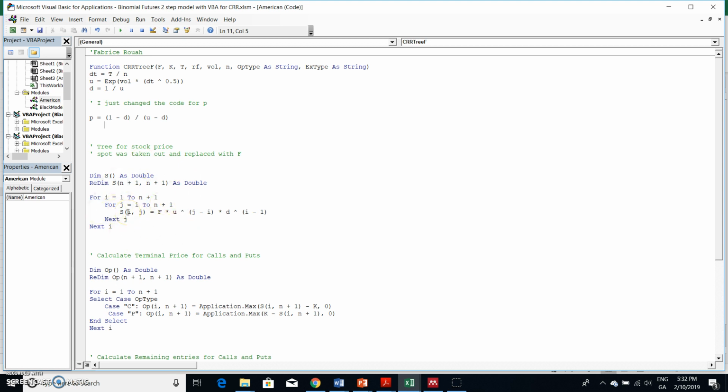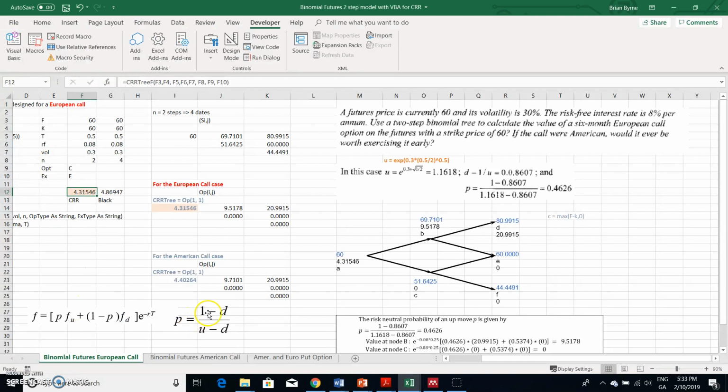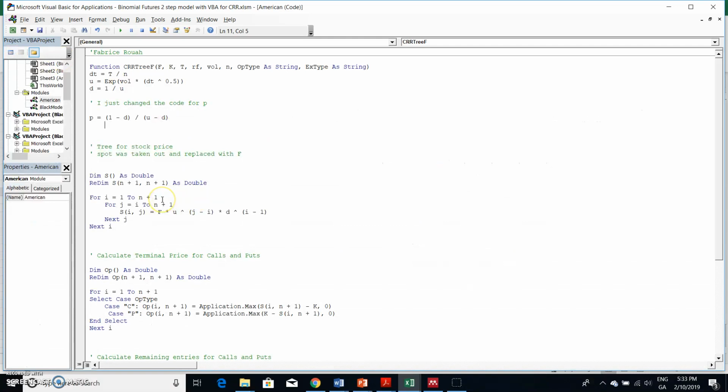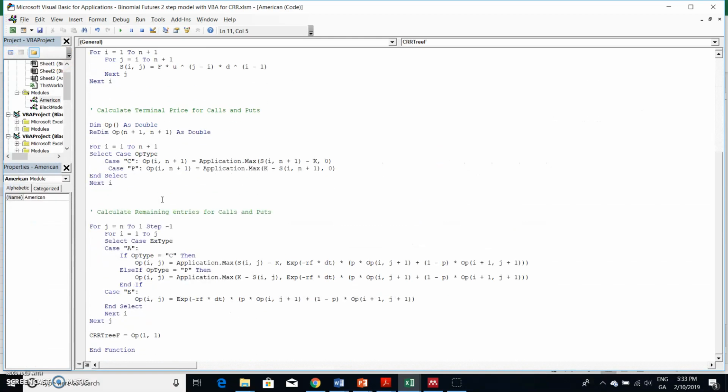It's code that's used to set out Cox-Ross-Rubinstein. I follow in line with Fabrice Roux, but I make one change. Instead of e to the power of r minus q, here I follow p is equal to 1 minus d divided by u minus d. Okay, again, p is equal to 1 minus d over u minus d. Otherwise, it's a Cox-Ross-Rubinstein tree where both the American option and the European option are set out.